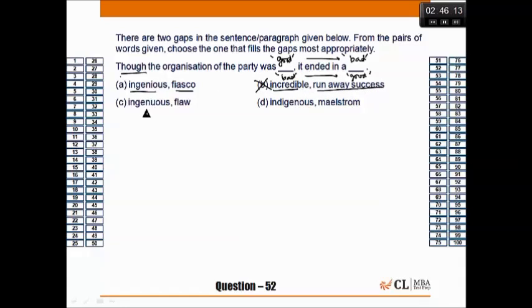This doesn't make sense. Ingenious and flaw. Does flaw make sense? No. The organization of the party ended in a flaw. This doesn't make sense. Indigenous is, no, indigenous is a different word, right? Indigenous has a completely different meaning, in fact. So it'll be A. So one more. Okay, good. Two questions.